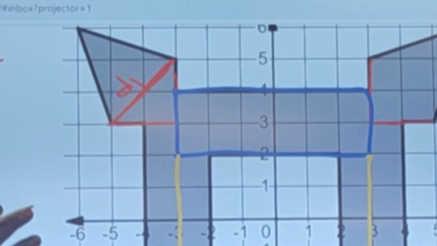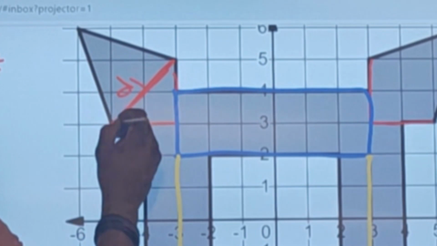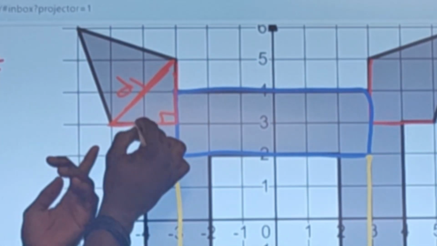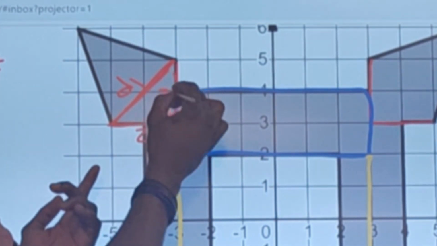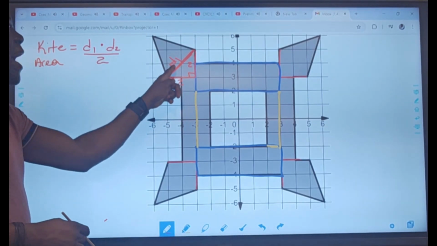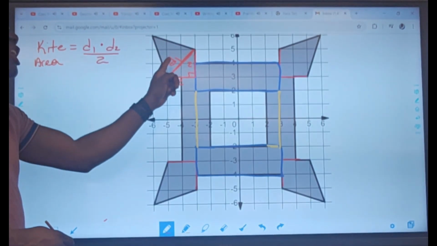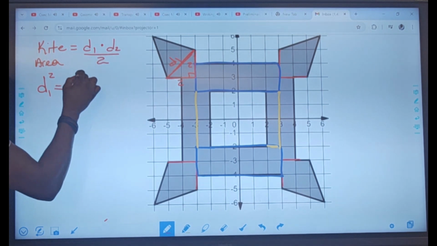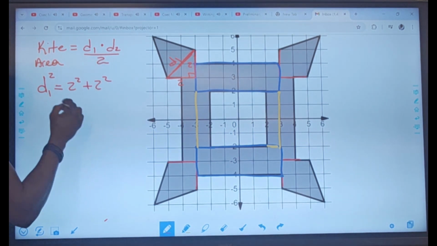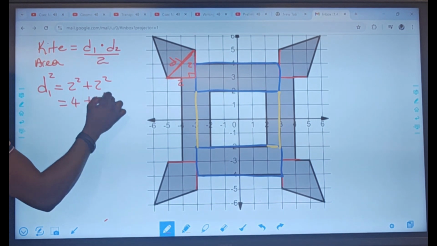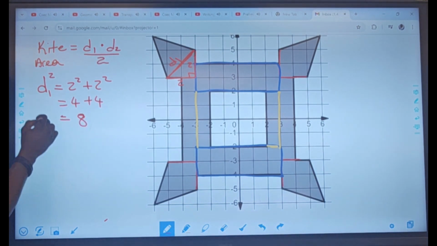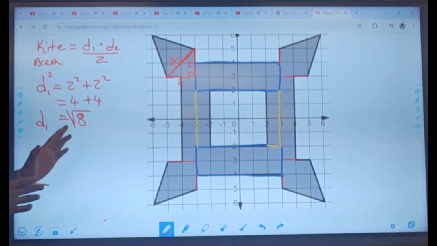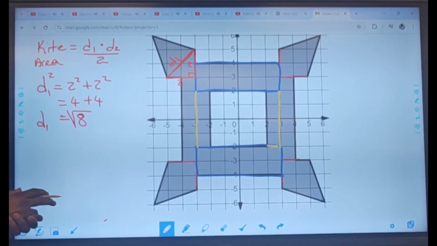The good thing about being on the grid is that if we look closely, we will get a right triangle right here, which means I could count the units here. So this is 2 units here, and this is 2 units. So I can now employ the Pythagorean theorem to find my diagonal 1. Diagonal 1 squared is equal to 2 squared plus 2 squared. And this is going to equal 4 plus 4, which is 8. So if I'm going to find diagonal 1, I have to take the square root of 8. So diagonal 1 is the square root of 8, and I'm going to keep that there.